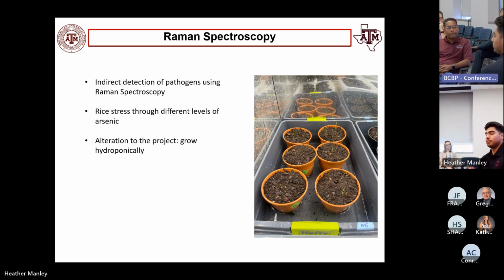And so the stresses, we had abiotic and biotic. For the abiotic stress, we added different levels of arsenic to these plants to induce the stress. And then once the plants grew larger and produced leaves, we wanted to inoculate fungi onto these leaves to induce the biotic stress. Then using Raman spectroscopy, we would identify the changes in its structure, but unfortunately these sprouts did not make it all the way through.